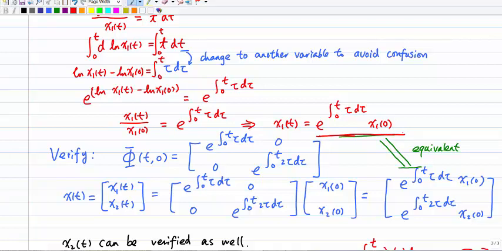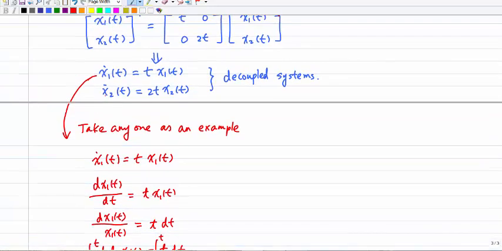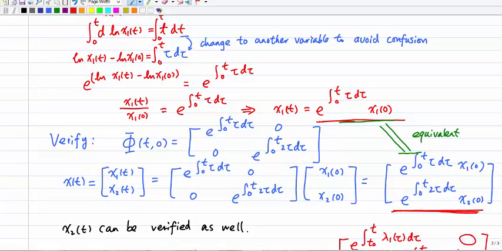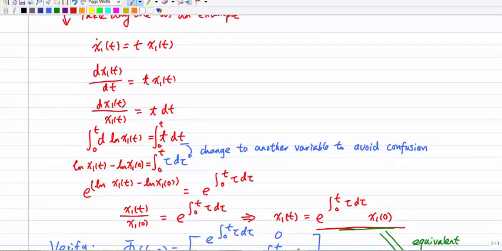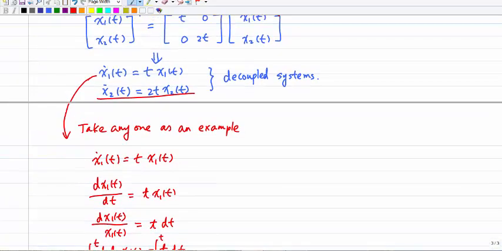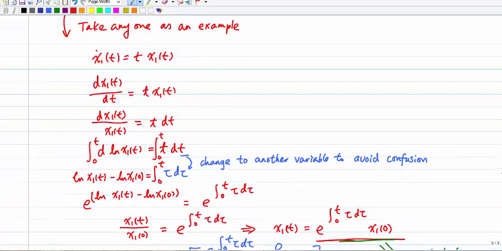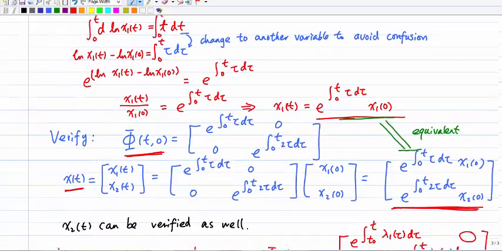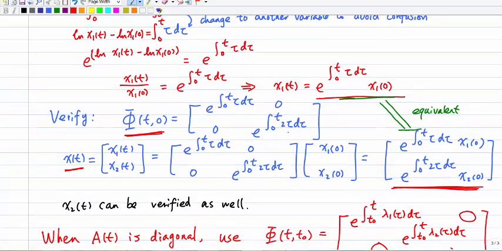Okay, so that's equivalent. If you verify, the solution for the second equation is exactly this one. Which means, yes, my transition matrix here is correct, because if I use this transition matrix to compute the solution x(t), it matches exactly what I got by computing the solution directly. That's why this verifies that my transition matrix given here is correct.